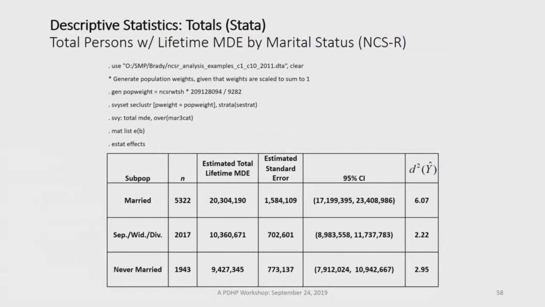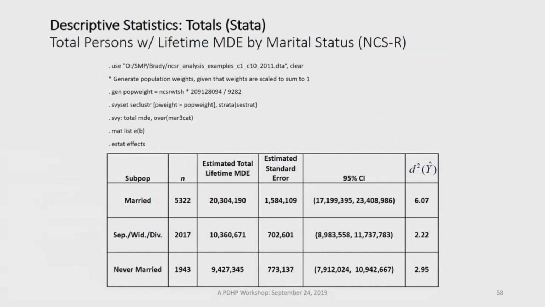Okay? Don't need to do that for any other estimates, just totals. So it's unnecessary to do that for anything else, just totals. Because my objective in this example was to estimate totals, I did need to rescale those weights. So I'm creating a new variable called pop weights that does that rescaling using the original NCSR weight.